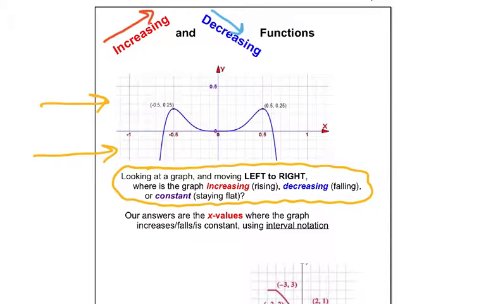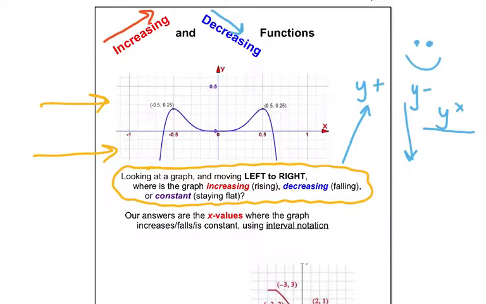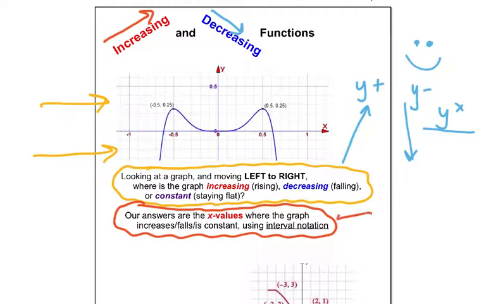Now, to do that, you're looking to see where it's increasing, so your y values are getting more positive. Or decreasing, where your y values are falling. Or constant, where your y values aren't changing at all. So your eyes are looking at the y values, but here's where it's kind of tricky: your answers are going to be x values. You're going to give me the x interval where the y values are changing. So you look at the y values going up or down or constant, but you tell me where along the x-axis that is happening.